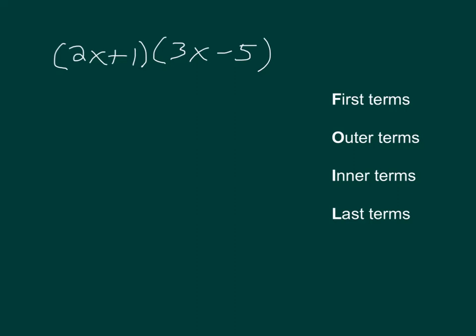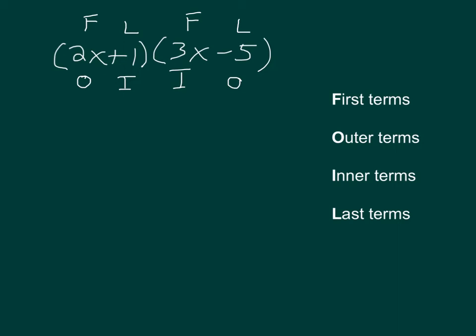For example, in 2x plus 1, 2x is the first term, meanwhile 1 is the last term. In 3x minus 5, 3x is the first term, negative 5 is the last term. Now as a big picture, I see that 2x and negative 5 are the outer terms. They're furthest from the middle. Meanwhile, my positive 1 and my 3x are inner terms. What I'm going to do is multiply each matching pair and then combine my four answers.